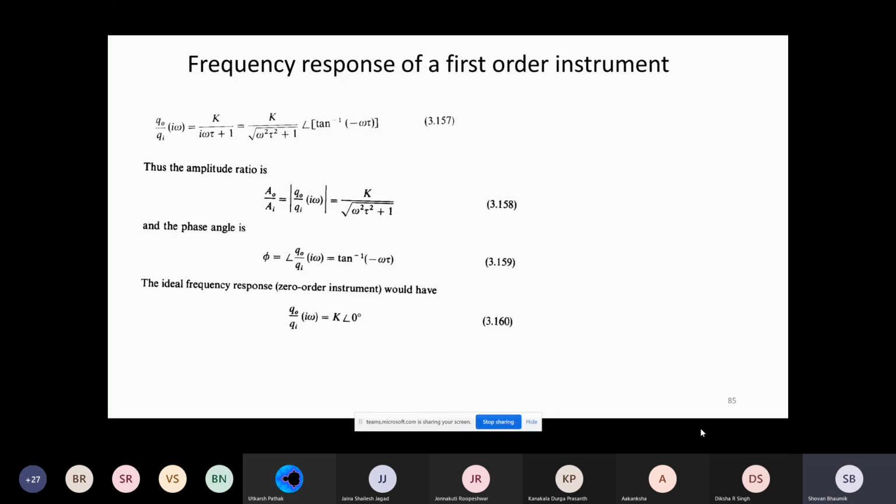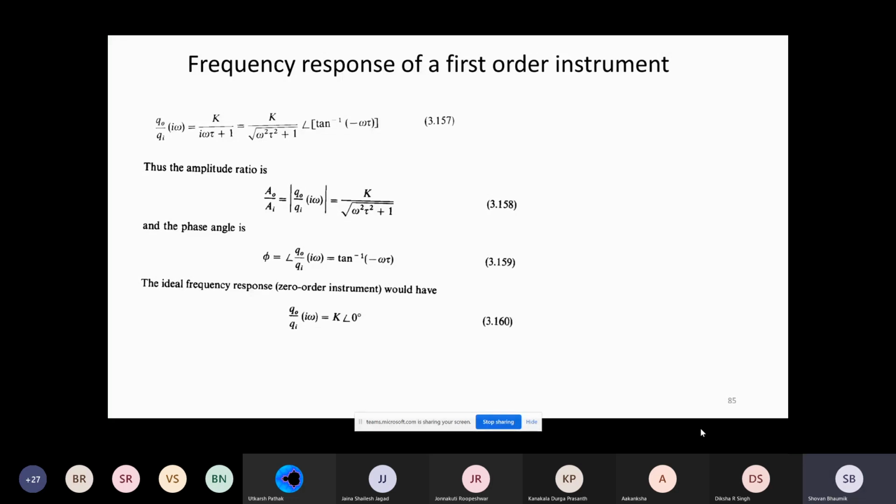That means for Q0 by Qi, what will be the gain of this transfer function? The gain will be K by the square root of omega square tau square plus 1. And what will be the phase? The phase will be tan inverse of minus omega tau. So here you see the amplitude ratio A0 by Ai will be K by root over omega square tau square plus 1, and the phase angle will be tan inverse of minus omega tau.